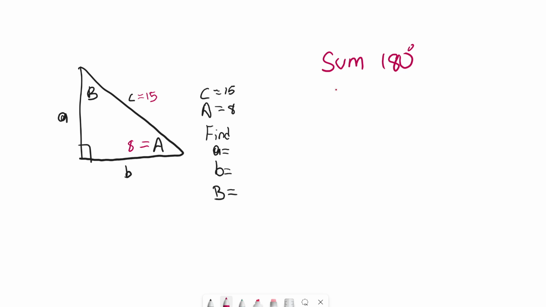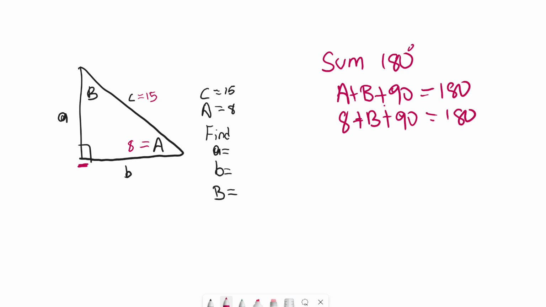This means that A plus B plus, recall, this is going to be 90 degrees, right? So plus 90 should sum together to give us 180 degrees. But we know that they gave us A, so I can plug that in. So 8 plus B plus 90 is equal to 180. In other words, if I were to add these together, I get that B plus 98 is equal to what?